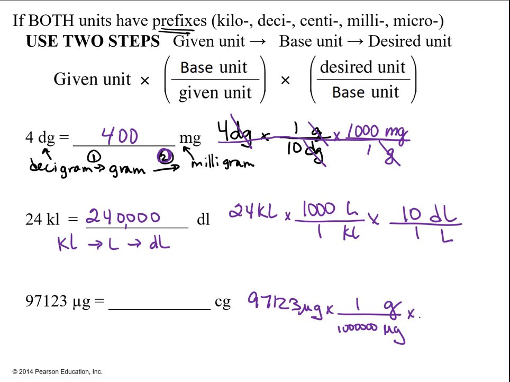Okay, but I'm not done. So what goes on the bottom now? Grams. And what goes on the top? Centigrams. When you see centi? 100, like a century. And that means that grams gets the one.